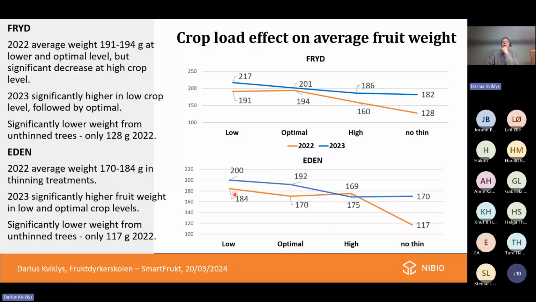For Eden variety in 22, we didn't get any big differences in all thinning levels, crop load levels, but it could be a reason that, as I told, this year was not very good for fruit growing. Next year is the same. We got, like for the large-fruited variety at low crop load levels, much bigger fruits, a little less at optimal, but not significant. But if we increase fruit number per tree, or we have higher crop load, we have much smaller fruits.